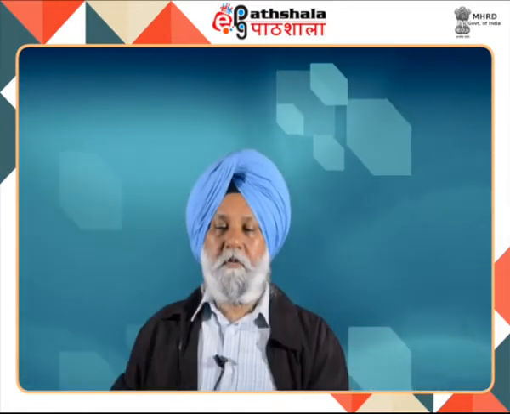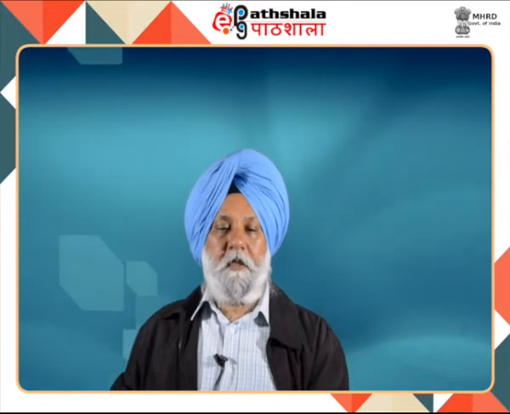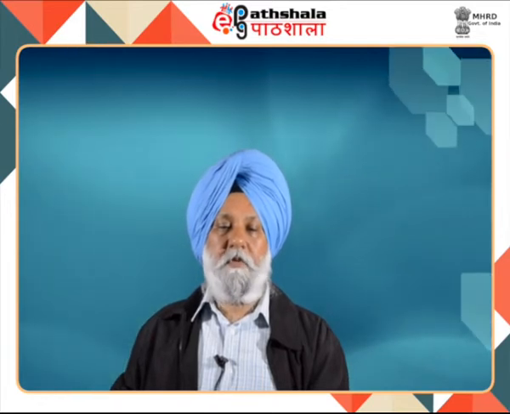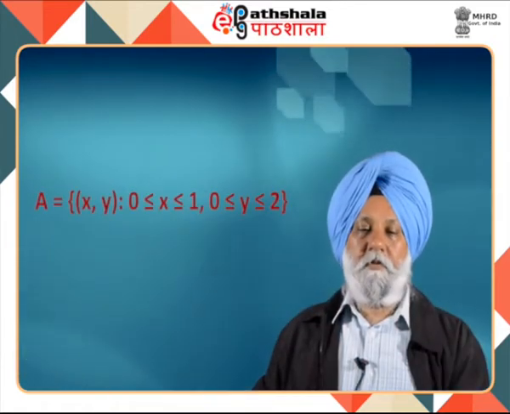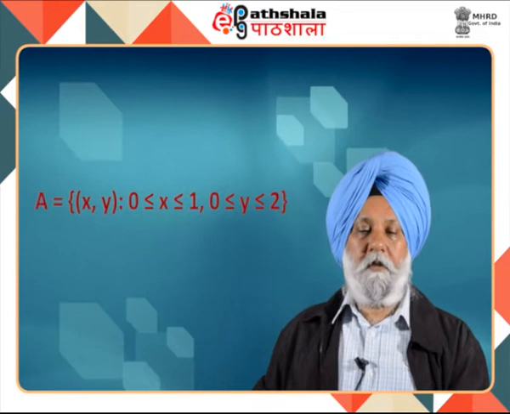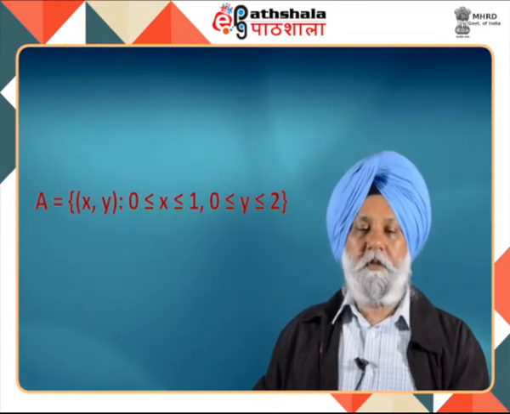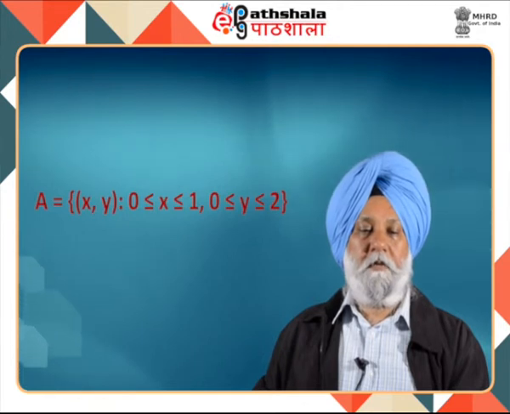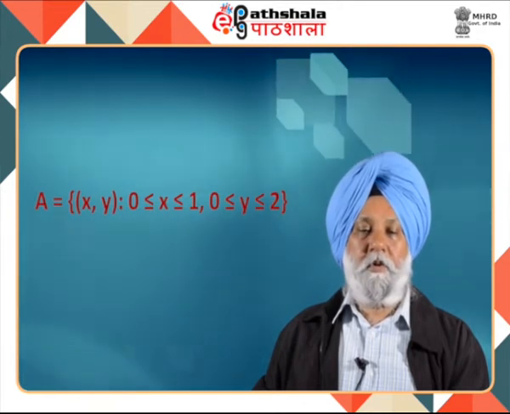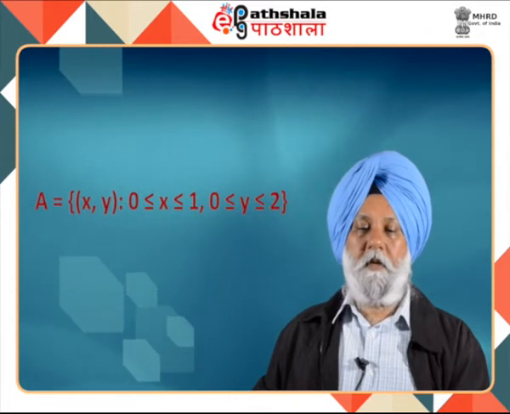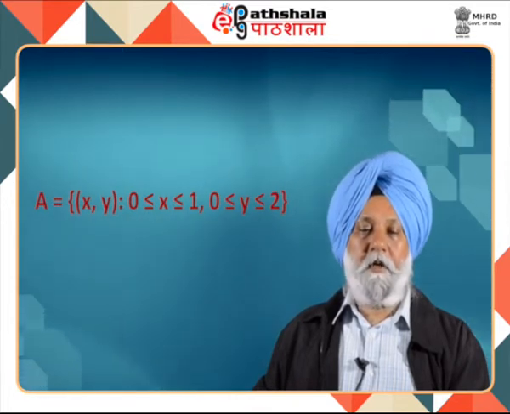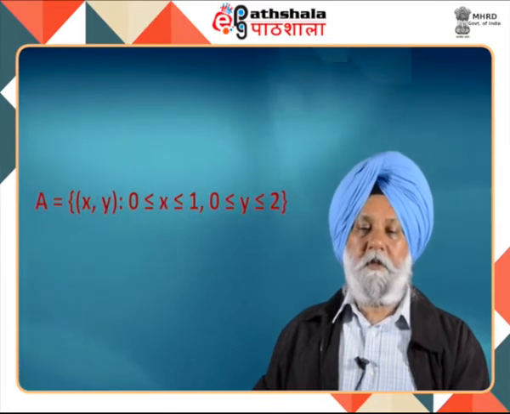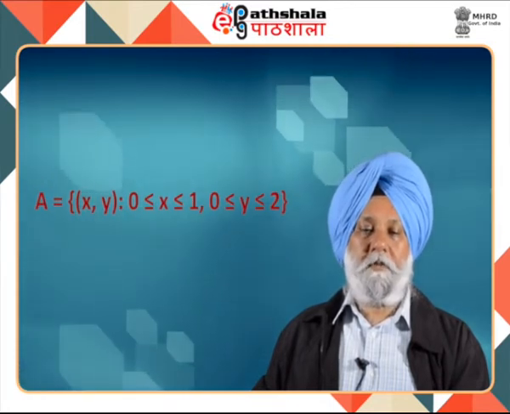However, set A is such that it contains values of x and y such that the value of x lies between 0 and 1 and the value of y lies between 0 and 2. And this is understood as a two-dimensional set of points (x, y) that are interior to or on the boundary of a rectangle with opposite vertices at (0, 0) and (1, 2). Similarly, sets could be defined for n-dimensional spaces.